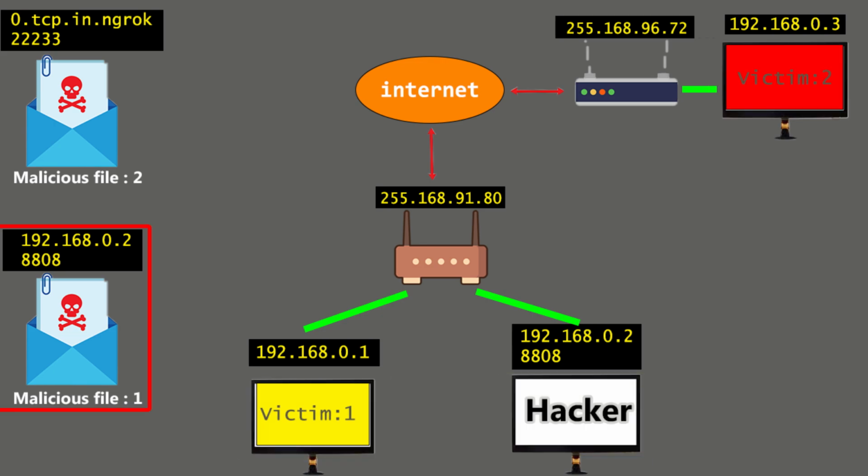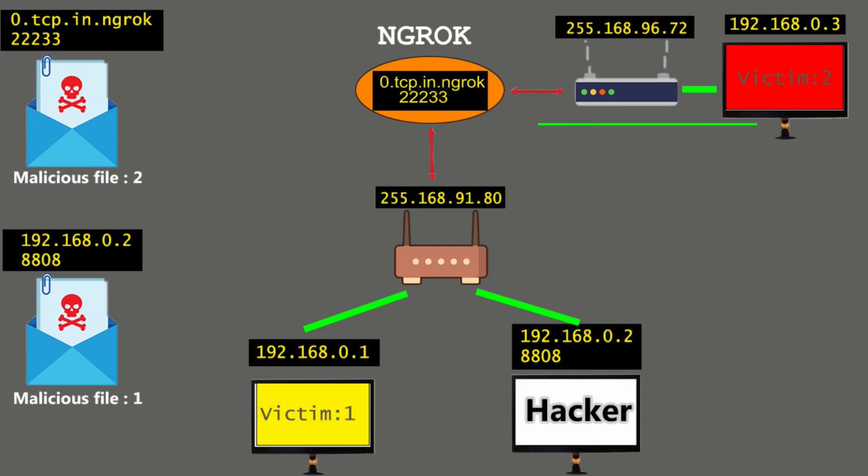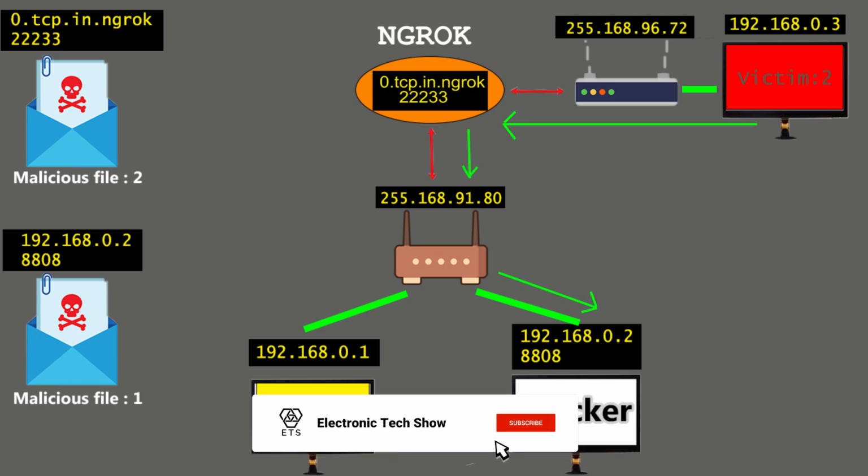If we send malicious file 1 to the first victim, it will connect with the hacker because both computers are on the same network. However, if we send the same malicious file to the second victim, it won't connect with the hacker because this IP address is a private IP address, and only the public IP address is exposed to the internet. In this case, we use a service called Ngrok to forward the connection to an online server and then route that connection to our computer.